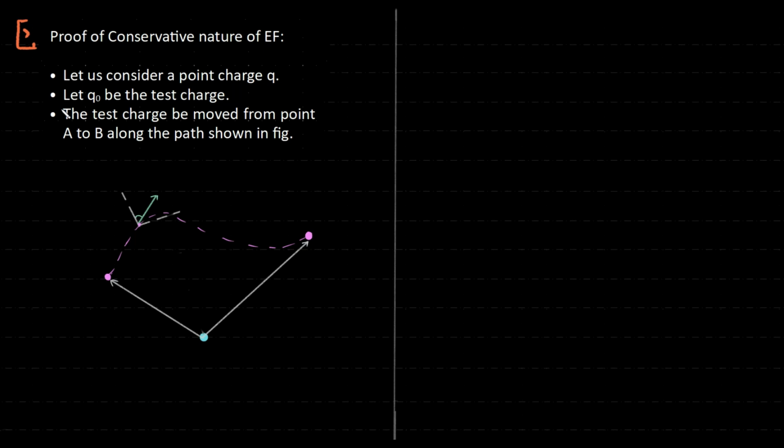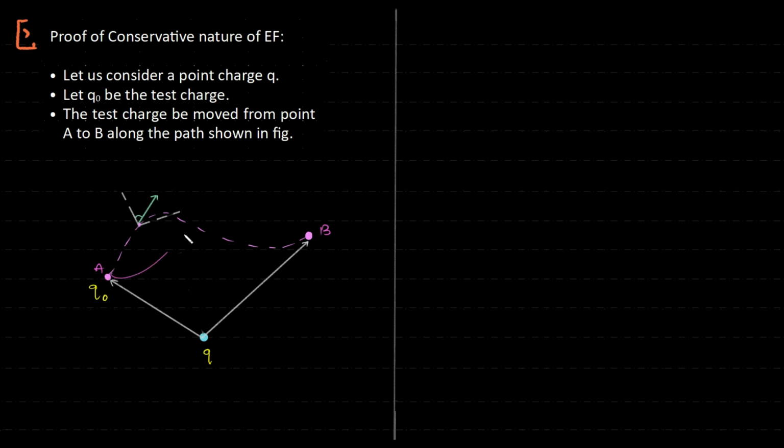We're looking at proving that electrical field is a conservative field. It's conservative in nature. That is, the work that we do over here is independent of the path. All it matters is that we're looking at the final and the initial position. Now, to prove this, we have a charge Q, a point charge, and a test charge Q naught, which we are moving from point A to point B.